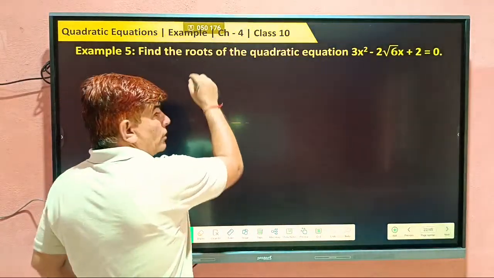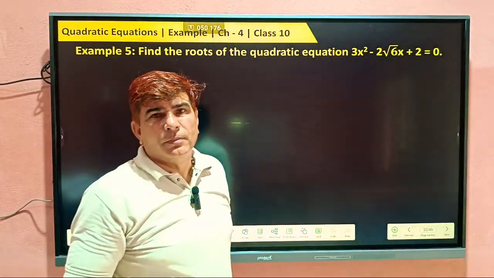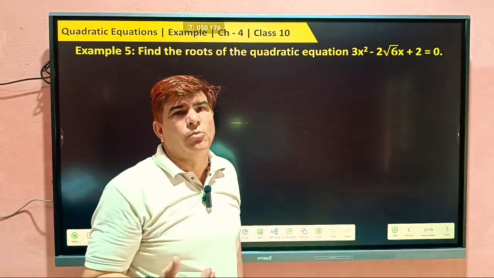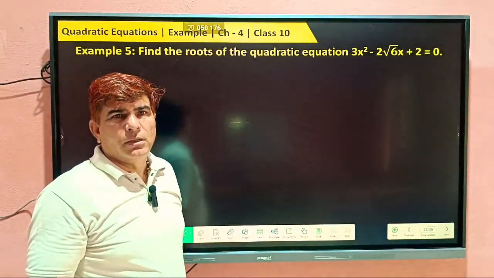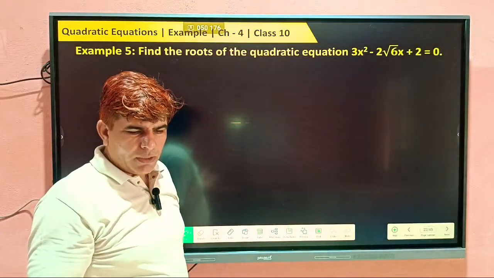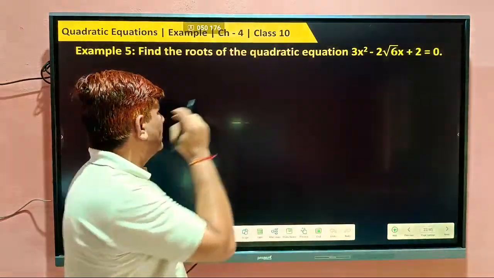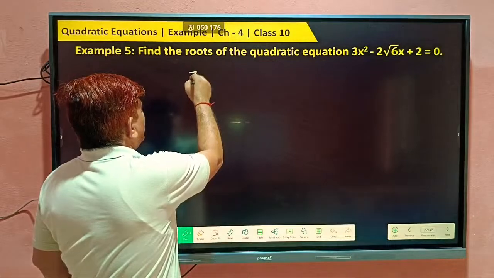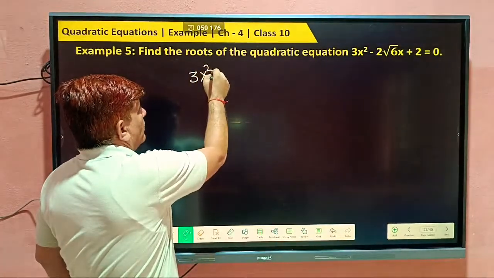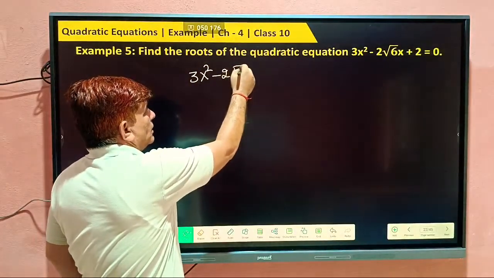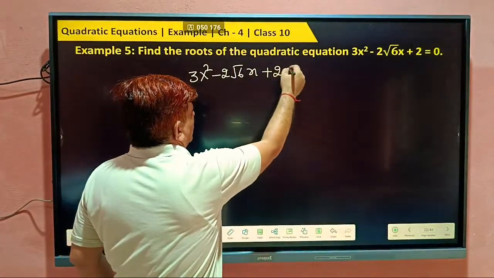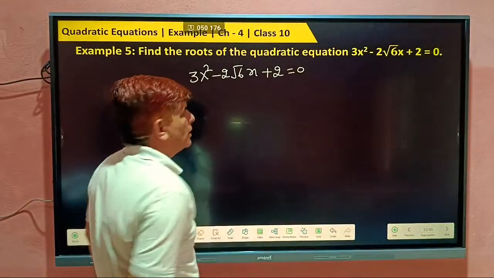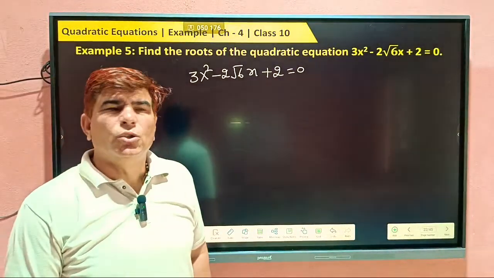So look here, one more important question. Where are students facing problems? Why? Because their base is weak. Understood? But the method is the same. If the method is the same, you can apply it anywhere. So this is given: 3x square minus 2 root 6 x plus 2 equal to 0. Here also you have to find out its roots.